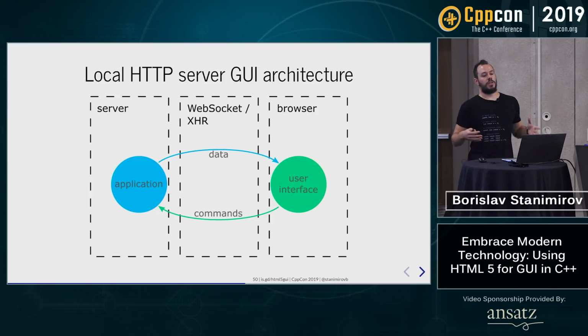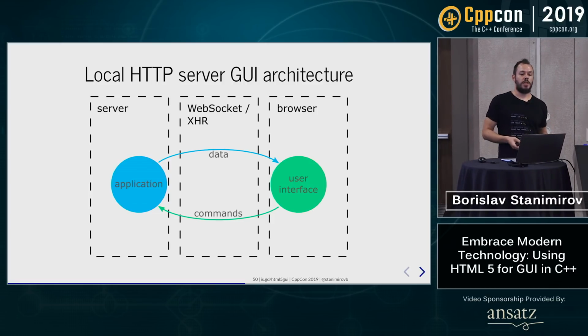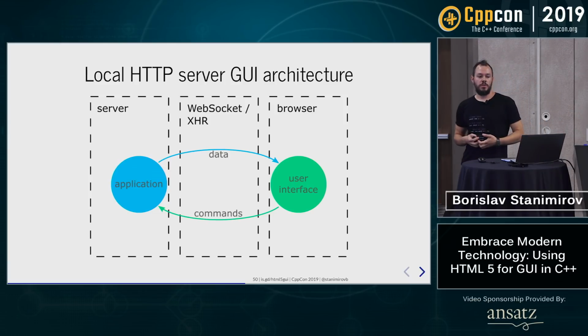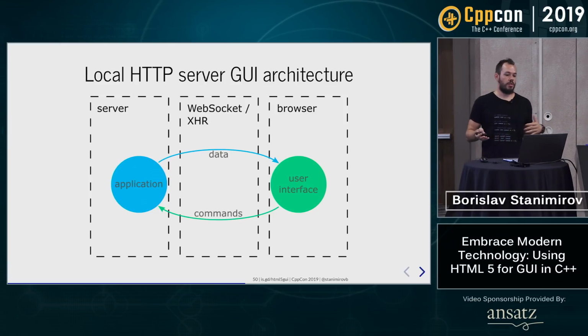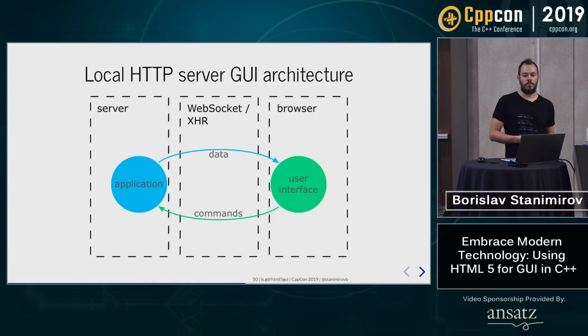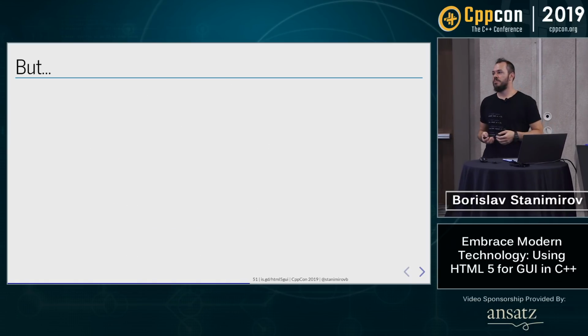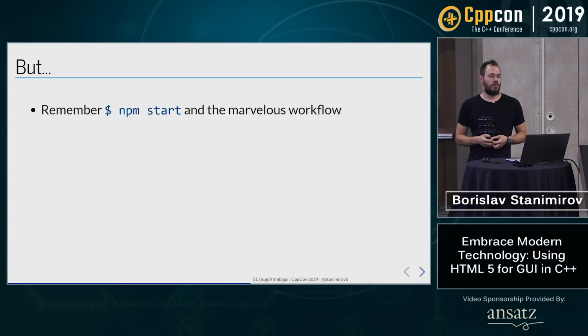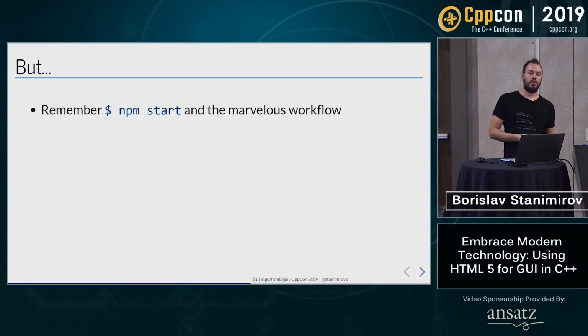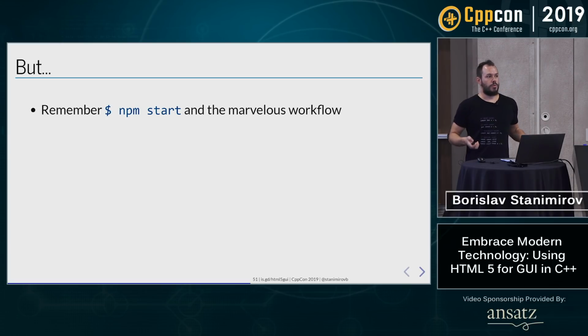So our application architecture with a local HTTP server might look something like this. We have a server, which is our application. We have a browser, which is the user interface, and they communicate via WebSocket or XHR. But this is probably not that cool, because remember the marvelous workflow that modern web developers use, npm start, the build server. There is no way for us to start it here, is there?